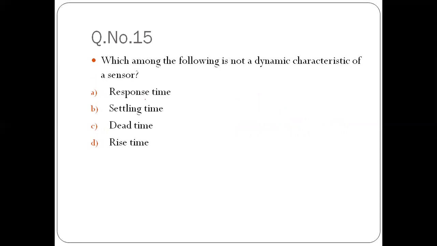Which among the following is not a dynamic characteristic of a sensor? We have two types of characteristics, static characteristic and dynamic characteristic. Dynamic characteristic refers to the behavior of the sensor between the time the input is given and the time the output value given by the sensor settles to the steady state value. So it is time dependent. Here response time, settling time, rise time, all these three are dynamic characteristics, whereas dead time is not a dynamic characteristic, it is a static characteristic. It is the time for which your sensor will not respond. So dead time is the correct answer here.